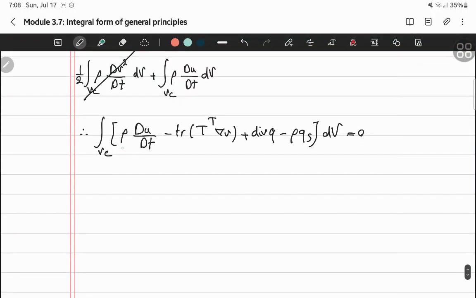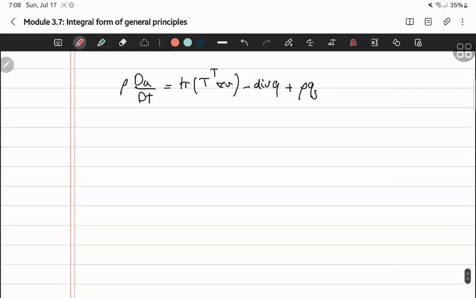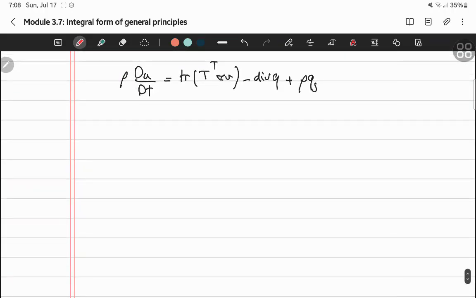So based on the lemma, the principal lemma of calculus, rho du dt is equal to the trace of T transpose del v minus the divergence of q plus rho qs. That's it. All right, so the next and the last field equation, or it's better to say inequality, is the entropy inequality.